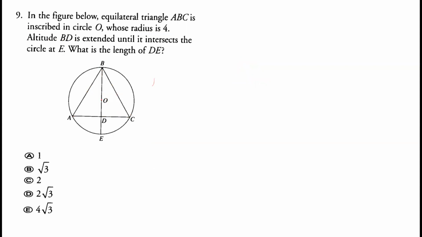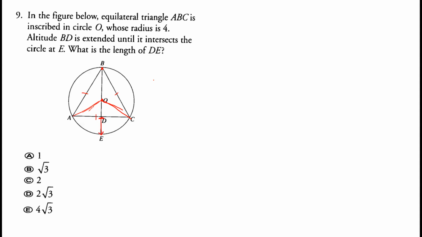So this from O to B, this length is 4. And these all sides are equal, and it's an equilateral triangle. So in an equilateral triangle, each angle is 60 degrees. Now if we create these two lines, so we have this triangle, and we need to find out this length, D and E.